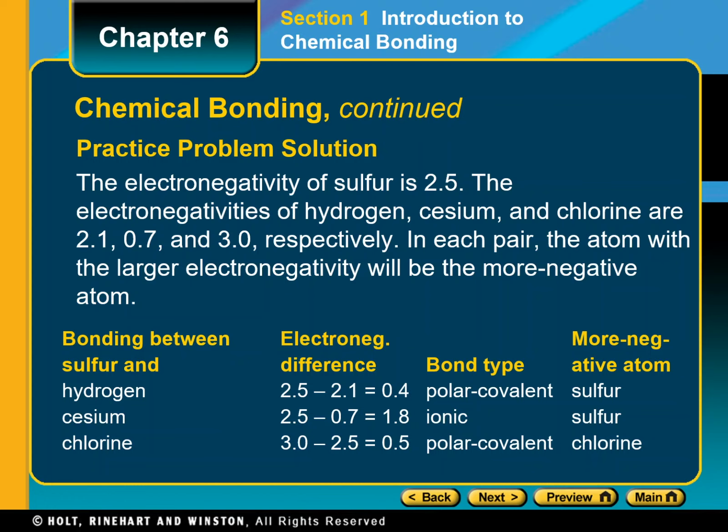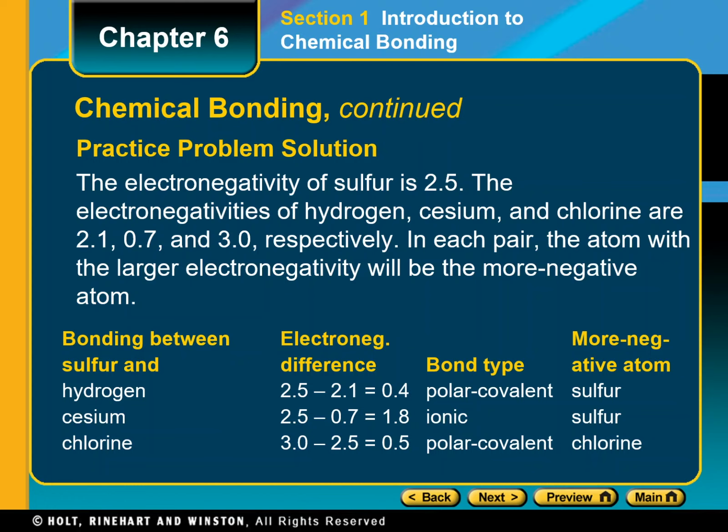Going through the 3 pairs, we have hydrogen bonded to sulfur. We see that there is an electronegativity difference of 0.4, placing it squarely in the polar covalent bond type, with sulfur as the more electronegative atom. Then we see cesium bonded with sulfur, showing an electronegativity difference of 1.8, landing in the ionic bond type category, with, again, sulfur being the more electronegative atom.